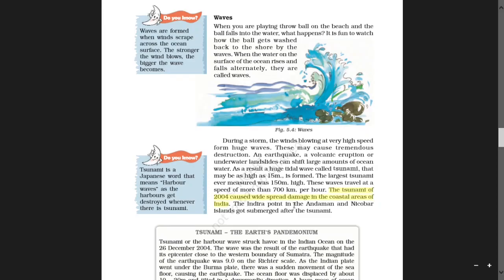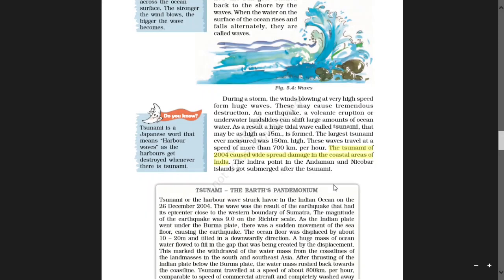Indira Point, whose old name is Pygmalion Point, is in the Andaman and Nicobar Islands. The last end part of India is Indira Point. It got submerged, which means it sank inside the water after the tsunami. As this tsunami was caused in the year 2004, Indira Point sank inside the water.